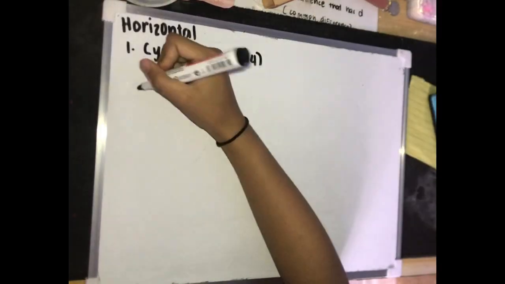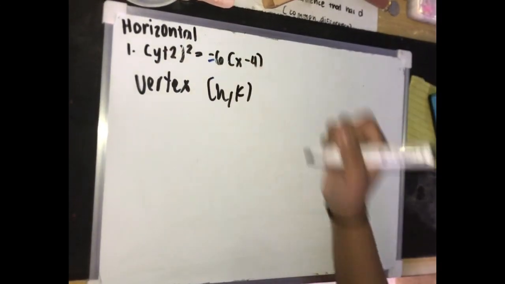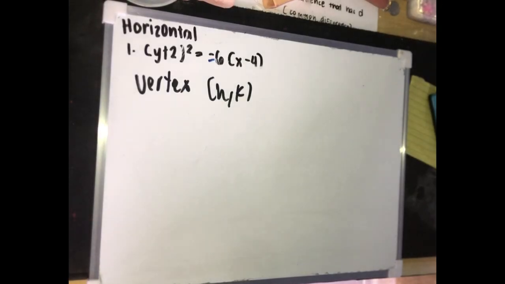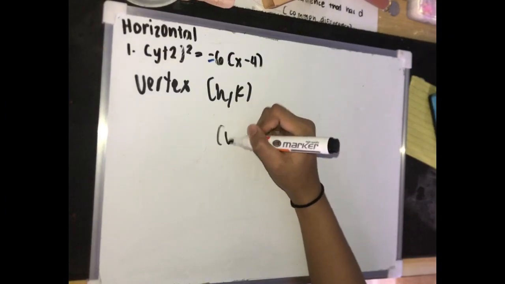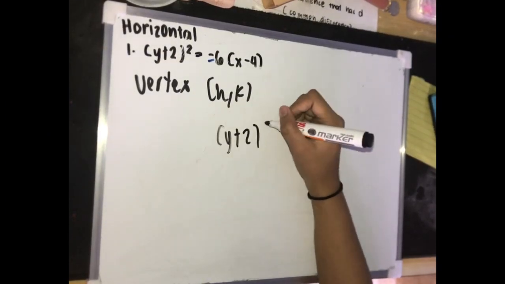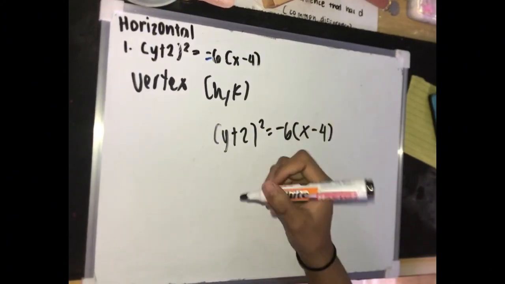The vertex. So, paano nga ba natin mahanap yung vertex? So, to find the vertex, we're just going to look at the equation or the given. So, here, we're going to write down the formula, given, and we're going to write down the formula.